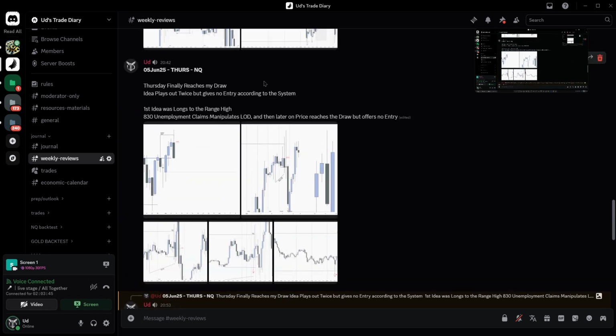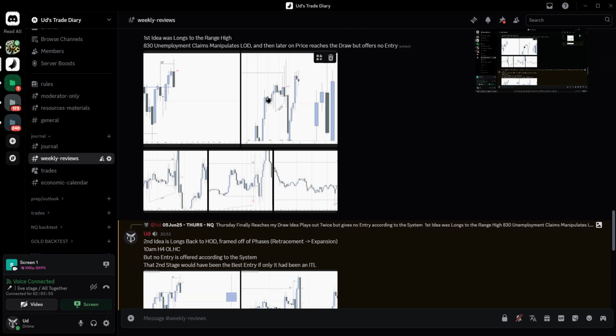Another day of draw being right, idea being framed correctly, but no entry being offered according to the system. So letting it go. Bias and execution are two different things, correct?